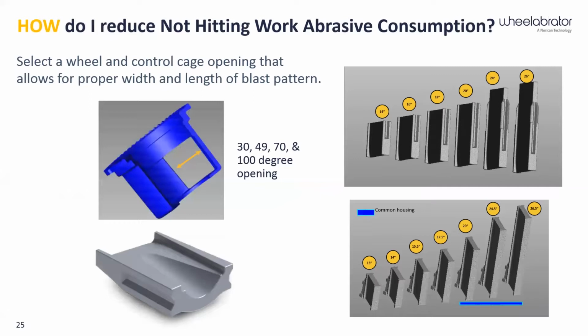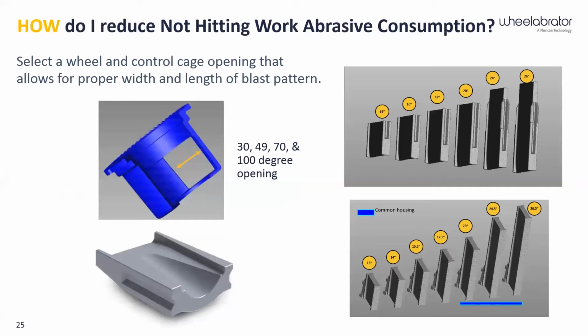Most shop manufacturers will provide a number of different control cage openings. Here is a representative set: I've got a 30, a 49, a 70, and a 100 degree. The smaller the degree opening, the less abrasive comes out onto every blade, and it shrinks the abrasive pattern. It makes it a little bit shorter. So if you're targeting a certain type of machine and a very precise area, maybe you want a 30 degree. That way, it's going to aim and funnel more abrasive into that tight little area.